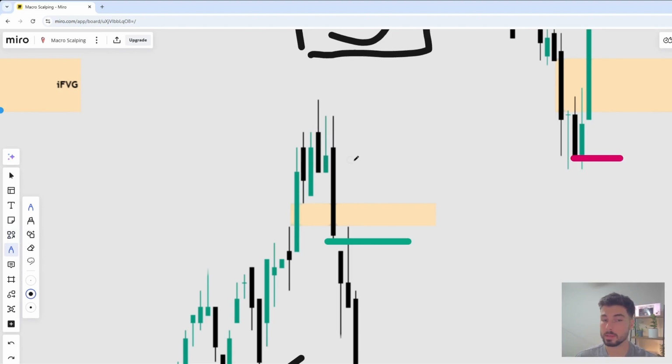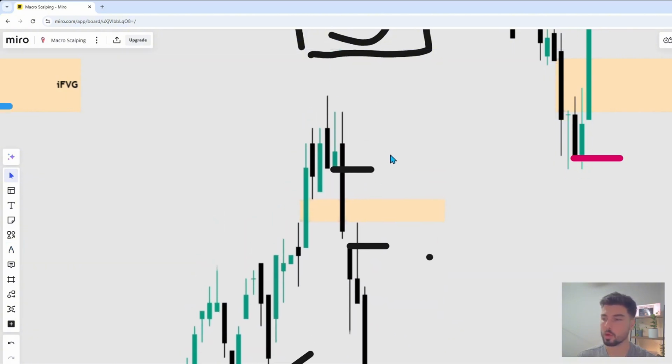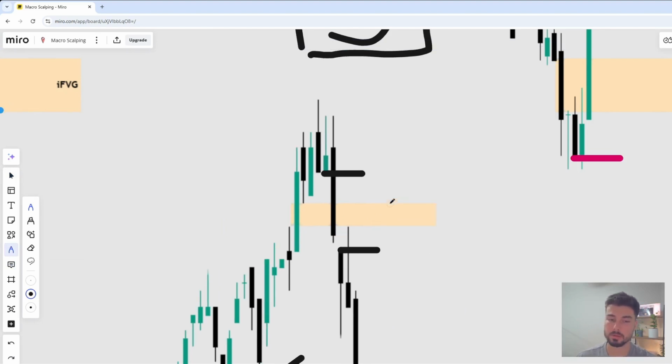What else would we be disrespecting? Here's the question. What else would we be disrespecting if price came all the way up here? We'd be disrespecting this bearish fair value gap. So if we came all the way up, we're not respecting this bearish PD array. That's not bearish.